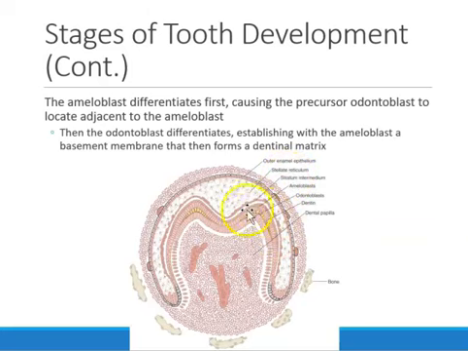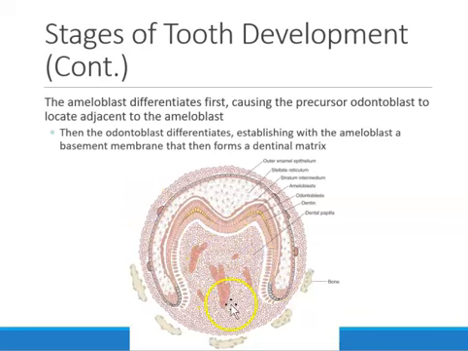We have ameloblast cells, which make enamel. We have odontoblast cells, which make dentin. And you can see dentin in yellow has already been formed, not enamel, because dentin gets formed first and then enamel will get formed. This over here is the dental papilla, right? This is the enamel organ. This is the dental papilla, and this whole thing is called the dental follicle or dental sac.